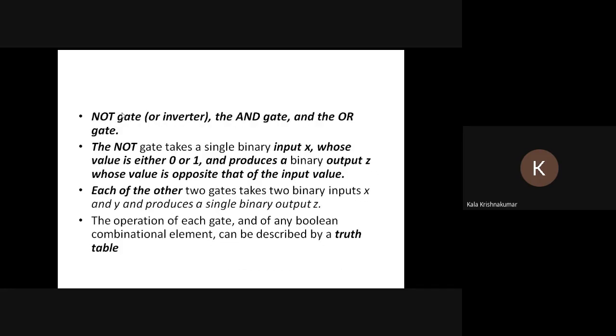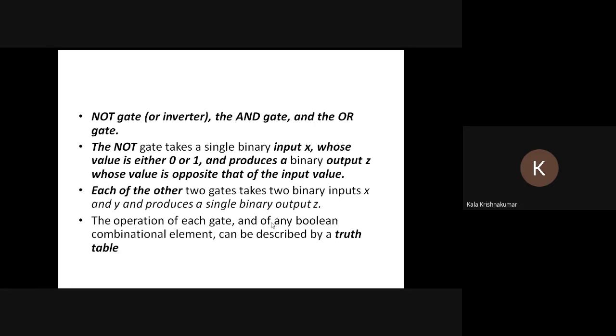And these are the three logic gates we are using: NOT, AND, and OR. NOT takes a single input x whose value is 0 or 1 and produces a binary output z whose value is opposite to that of the input. Then each of the others takes two binary inputs and produces a single binary output z.